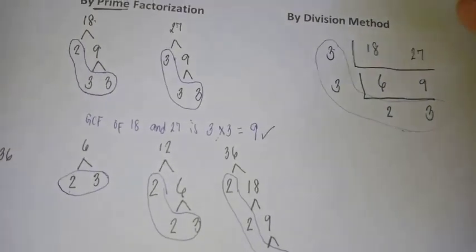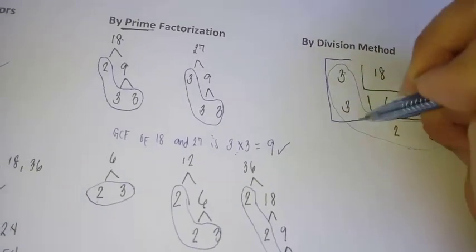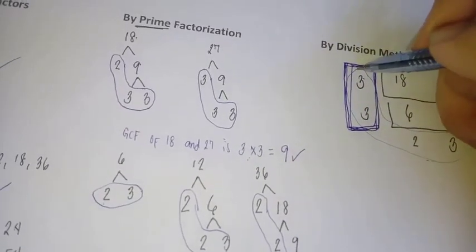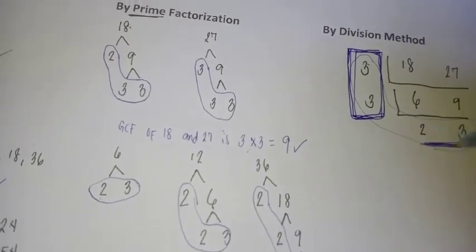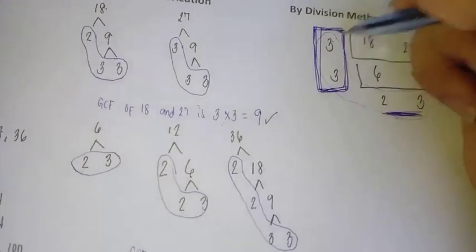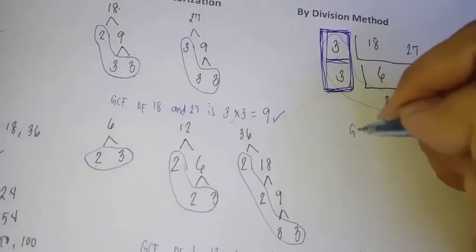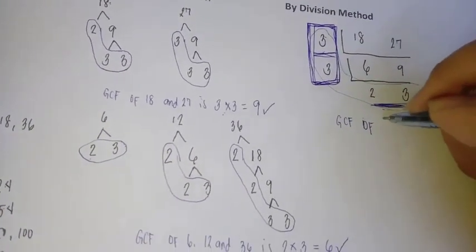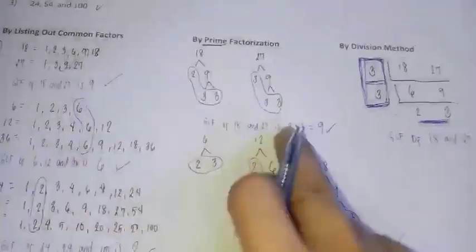So, paano natin kukunin yung GCF? To get the GCF, we will get the product of the divisors, and we will ignore yung pinakababang number. So therefore, the GCF of 18 and 27 is 3 times 3, and that is 9. The GCF of 18 and 27 is 9, which is the same. Pareho lang silang 9.